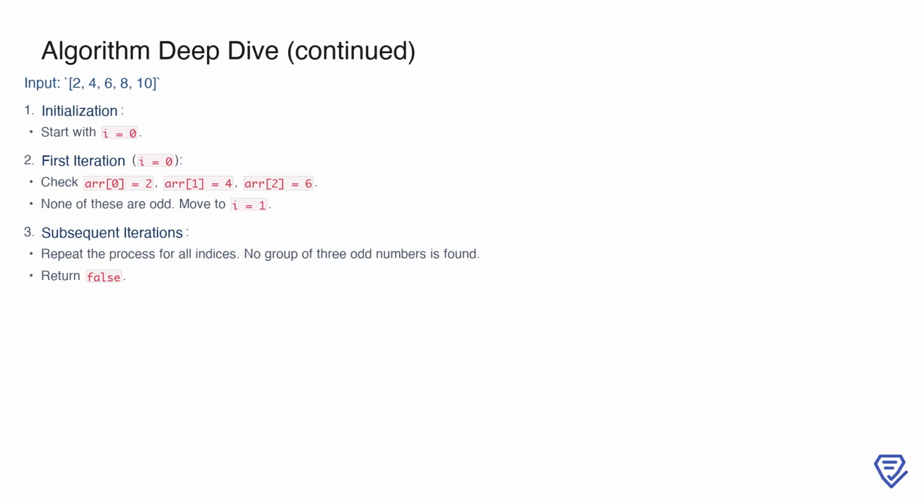After completing the loop, we return false, as the condition is not satisfied for any group in the array. This example highlights how the algorithm correctly handles cases where no valid group exists.